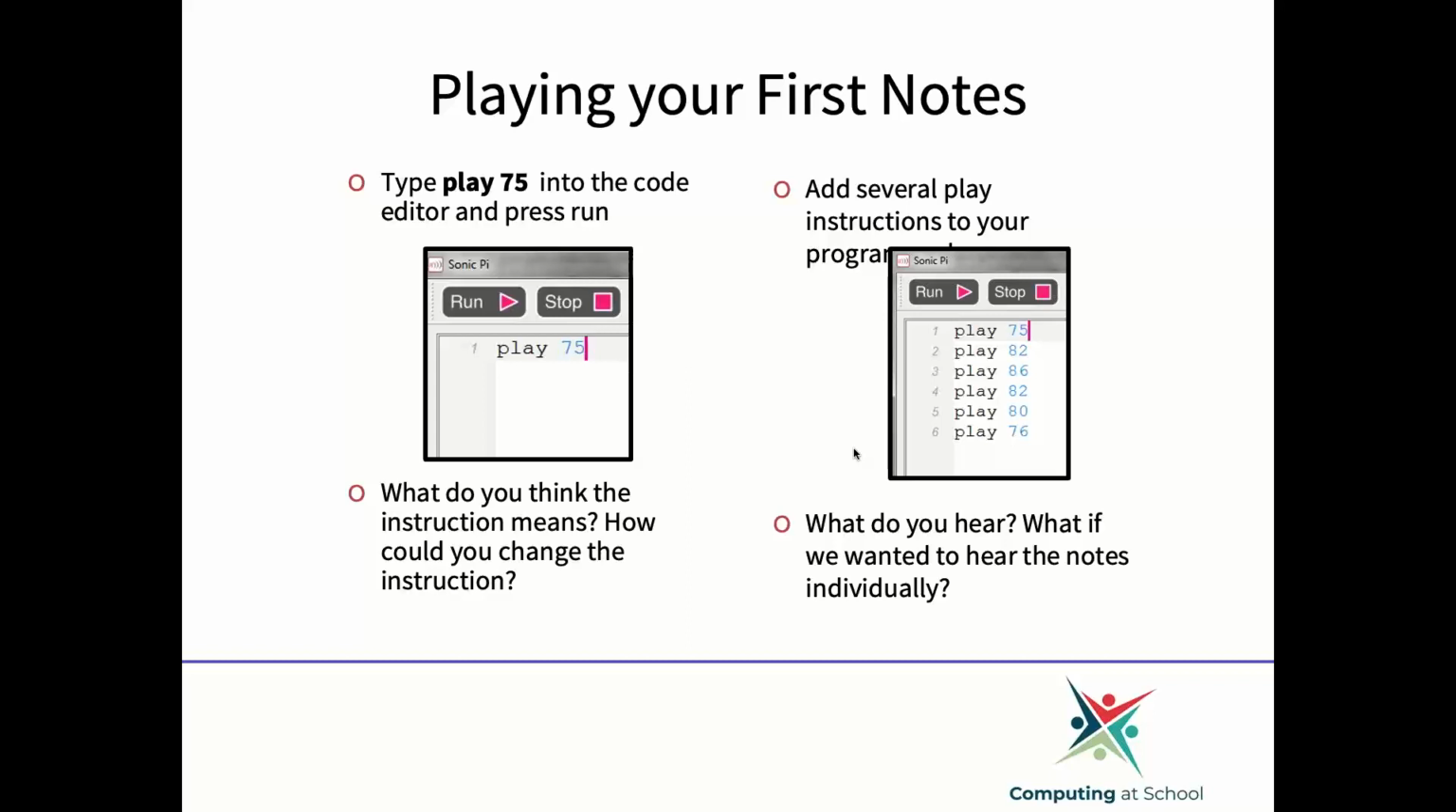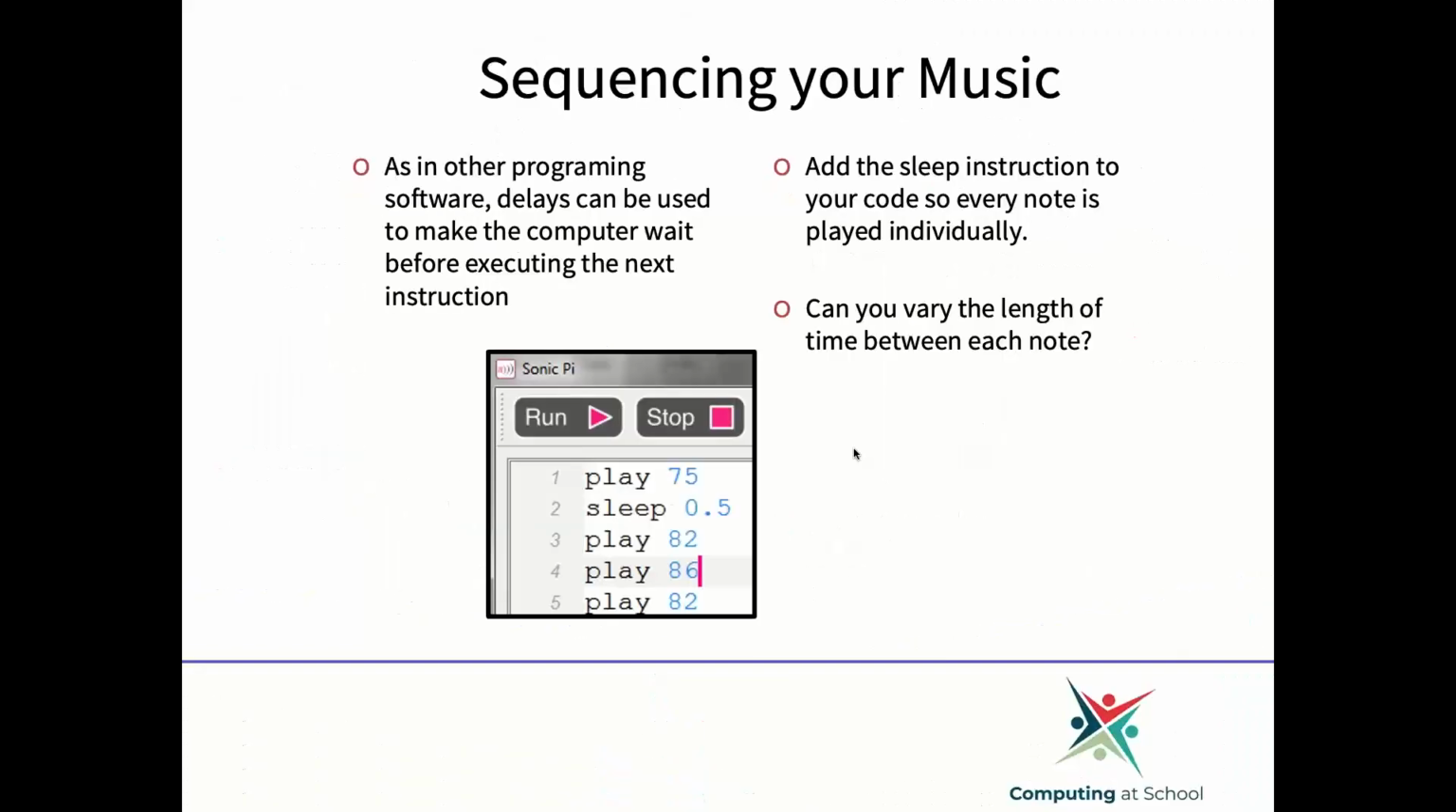Then I get the children to type in some more play commands and just change the numbers for the notes, and then just ask them what's happening. The children will get back to you and say it's just playing all the notes at the same time. Hopefully, one of the children will tell you that we need to put something in between the plays so that they play separately. Like I say, this first bit is really just to make sure that those children's headphones are working for the lesson.